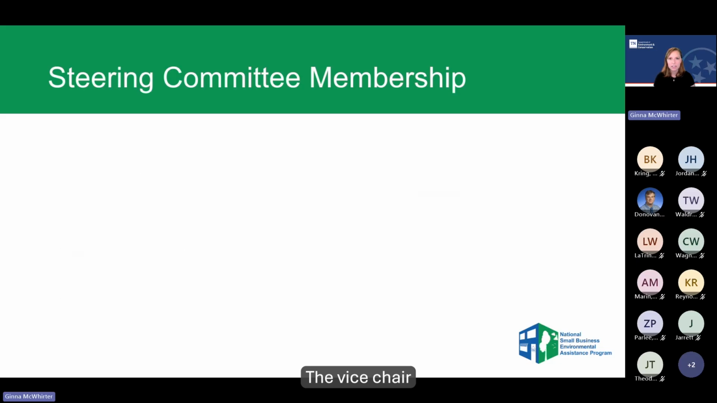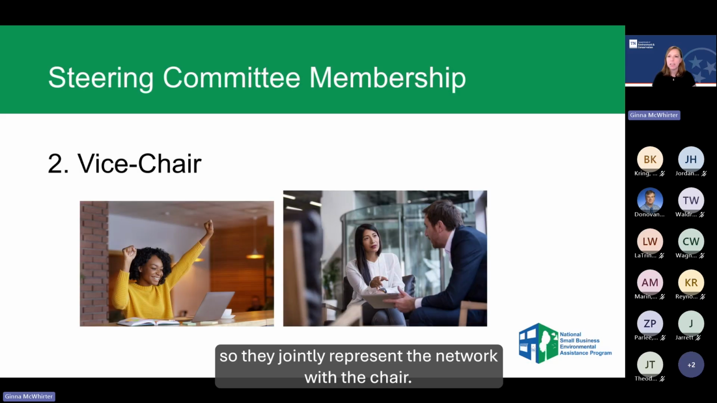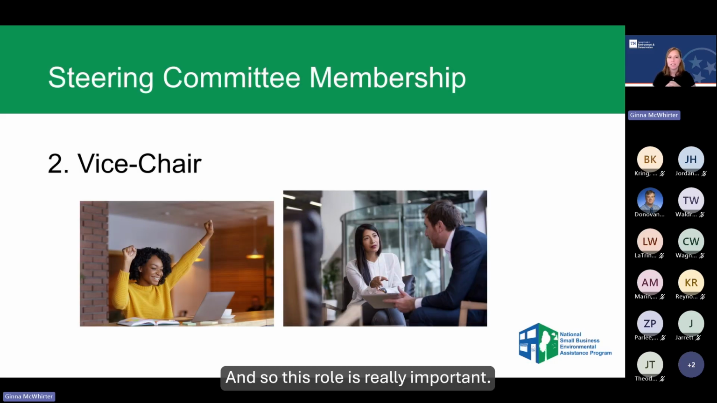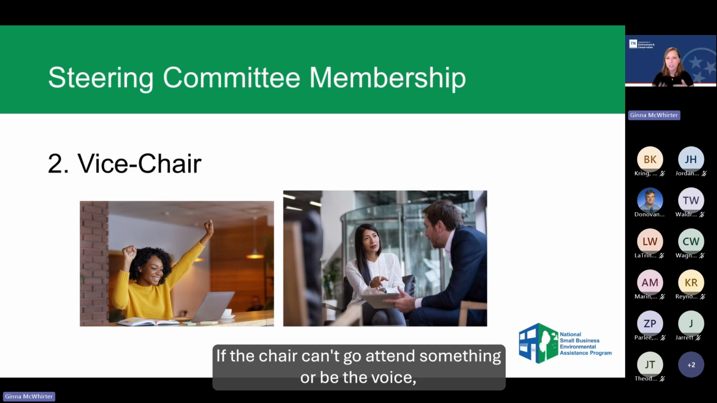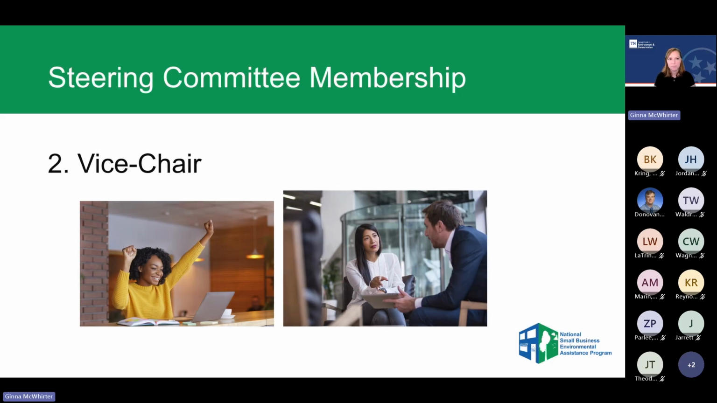The vice chair provides support and backup for the chair. So they jointly represent the network with the chair. And so this role is really important. If the chair can't attend something or be the voice, the vice chair can step in and provide that support.